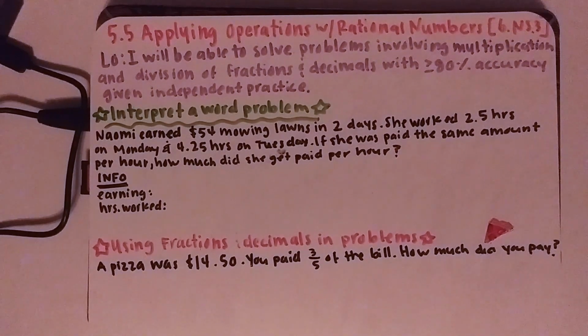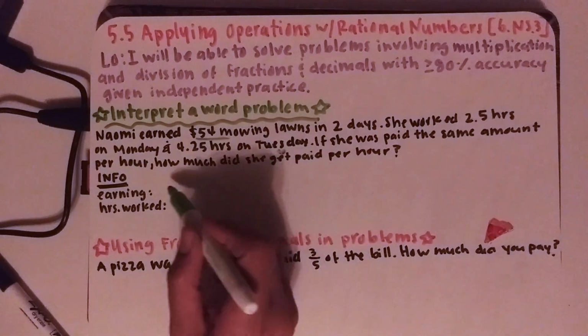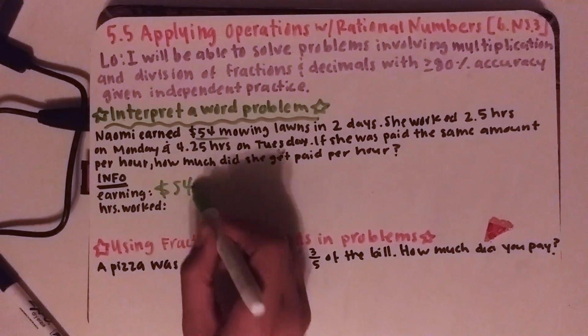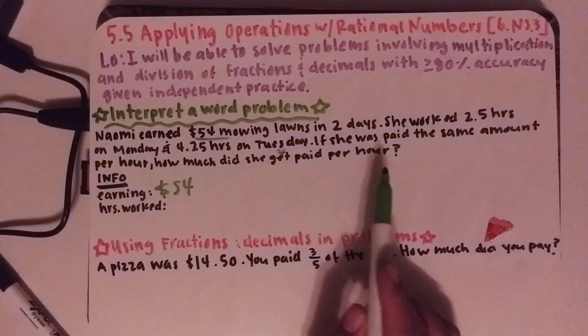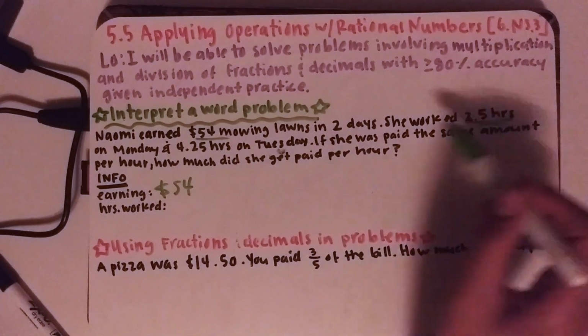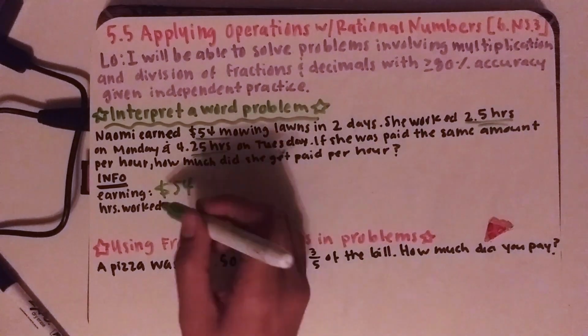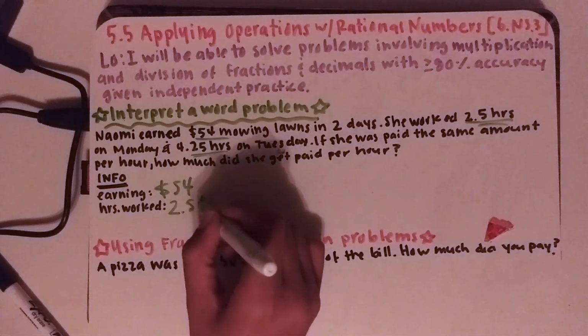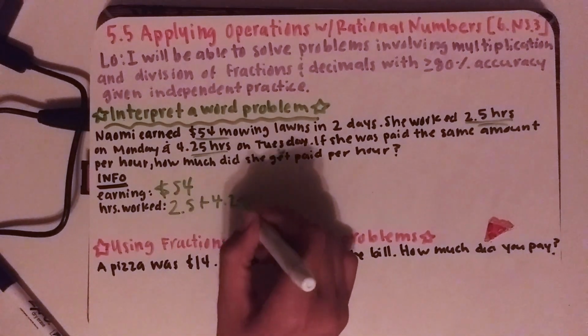So first thing we have to figure out is, okay, what information am I given? I know that she earned a total of $54, so I can write that down. So that's the total, right? And then we know that she worked 2.5 hours and then 4.25 hours here. So then she worked 2.5 hours plus 4.25 of an hour.